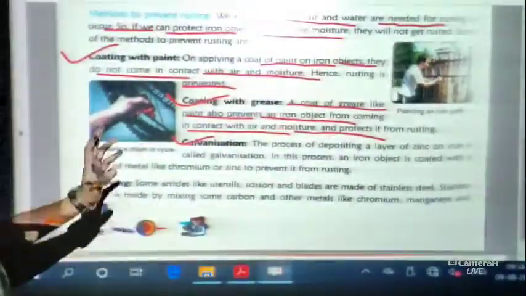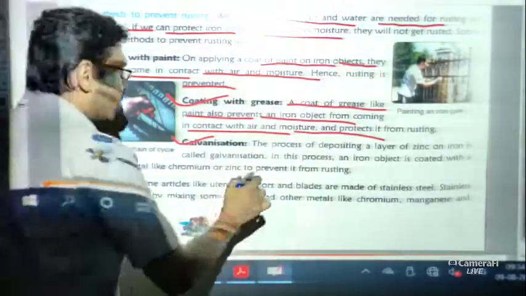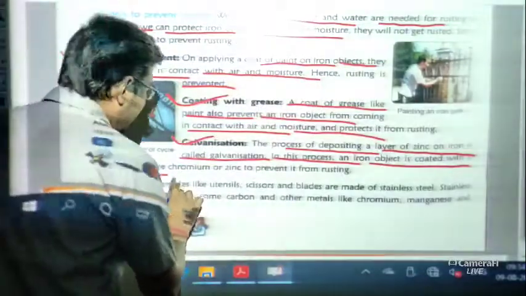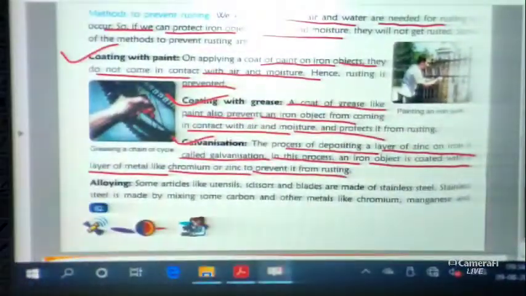This is very important: galvanization. What is the process? The process of depositing a layer of zinc on iron is called galvanization. Very important question, students: what do you mean by galvanization? The process of depositing a layer of zinc on iron is called galvanization. In this process, an iron object is coated with a layer of metal like chromium or zinc to prevent it from rusting. As simple as that.